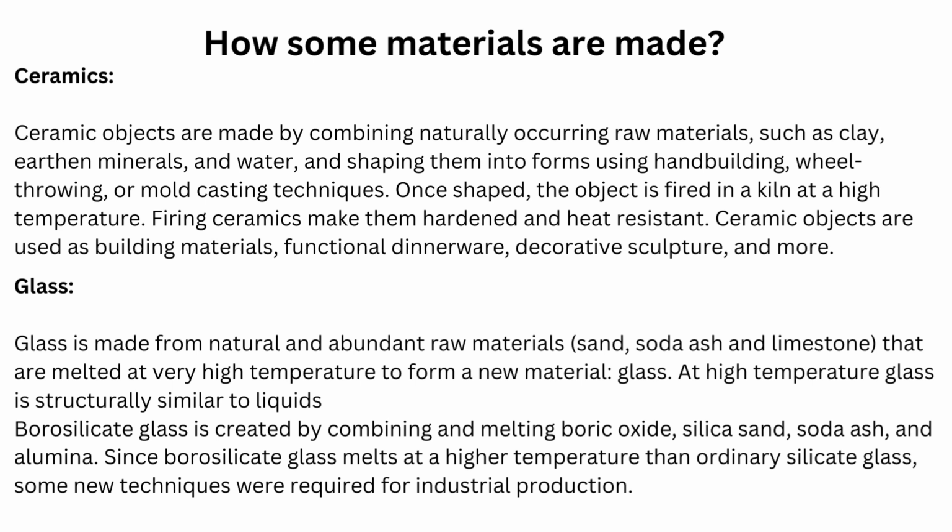Now, let us look into glass. Glass is made from natural and abundant raw materials, sand, soda ash, and limestone, that are melted at very high temperature to form a new material, which is called glass. So we can see that glass is made from liquid sand, basically. We can make glass by heating ordinary sand, which is mostly made of silicon dioxide.